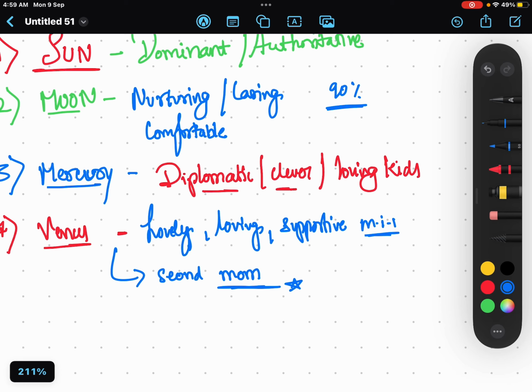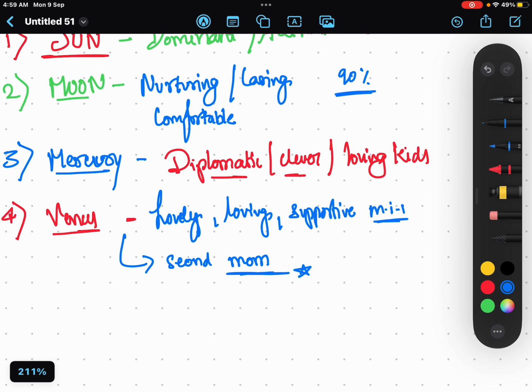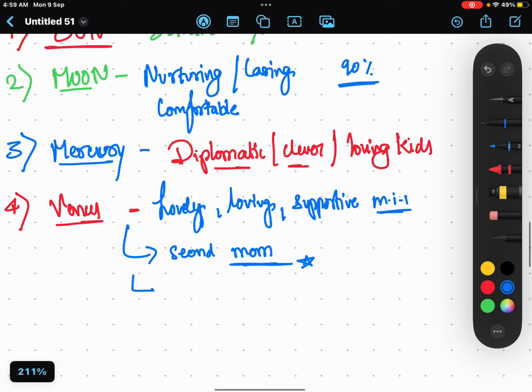So with Venus in the 10th house, you will have a loving, lovely, supportive mother-in-law. She will be like your second mom, who will sometimes bring gifts and flowers to you. She will even give you everything, even her own jewelry. She will try to make the environment pleasant, warm, cool and caring towards you.